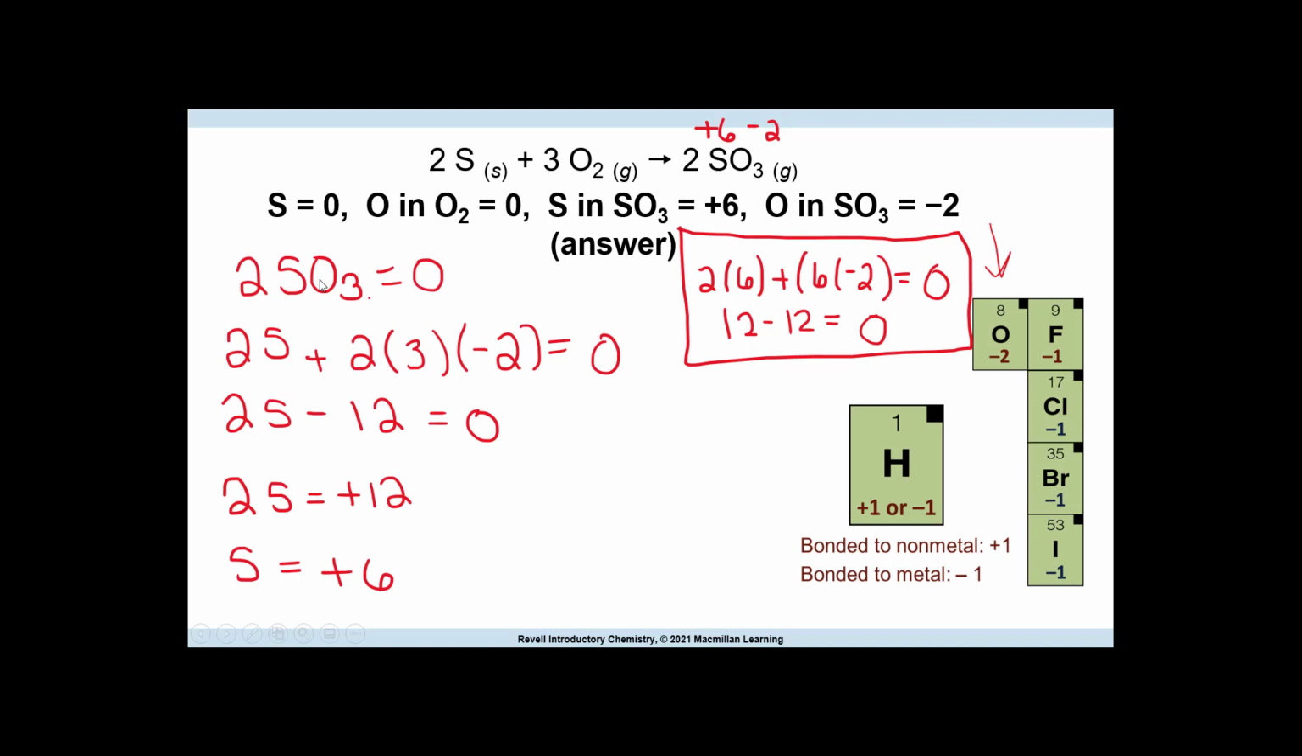Where did the -2 come from? Because it's oxygen, but we have 3 of them. So it's 2S minus 12. I bring the 12 over, so now it's 2S equals 12. Divide by 2, S equals +6. So hopefully this makes sense. This is algebra at this point.